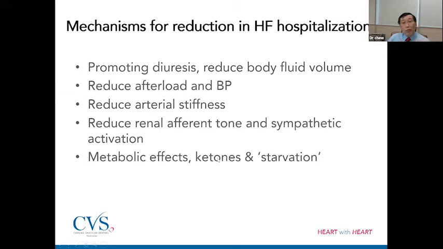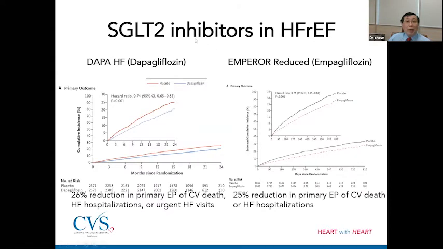It could also be because of metabolic effects, because with loss of glucose, there's a switch to fatty acid metabolism and the use of ketones. Some people believe that there could be starvation mimicry, so it resets the body's metabolism. Whatever it is, the mechanism is still not too clear, but studies have actually been carried out with SGLT2 inhibitors in patients with heart failure with reduced ejection fraction.